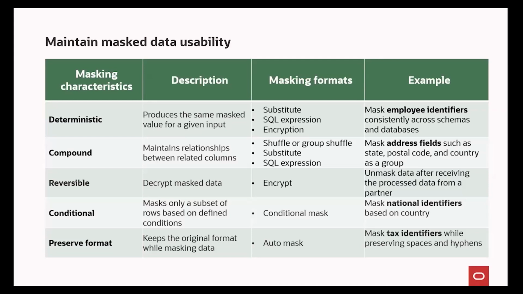And then we have conditional masking, where if you just want to mask a specific subset of the rows and not the entire column, then you can achieve that by providing a specific condition under the masking rule. And then lastly, you have preserve format. In this, if you just want to preserve the number of characters, the position, the special characters, you can achieve that using our auto mask format. It will be taking care of the format of your data end to end.